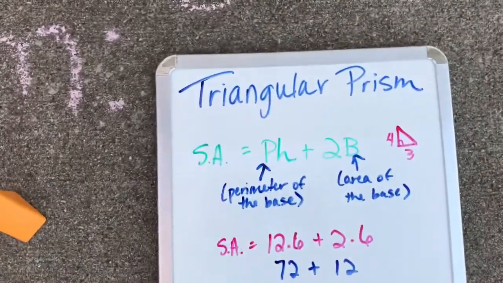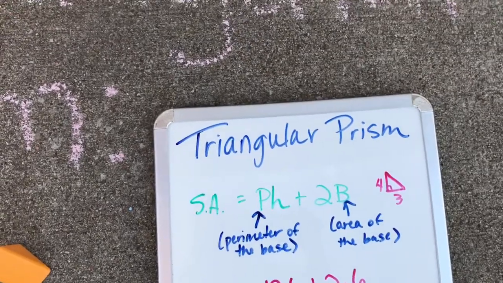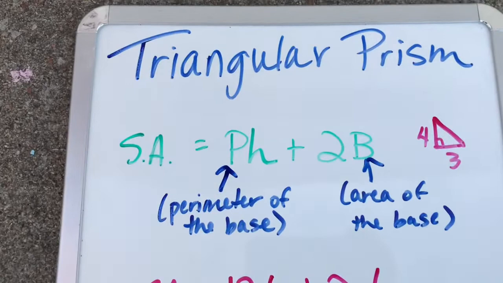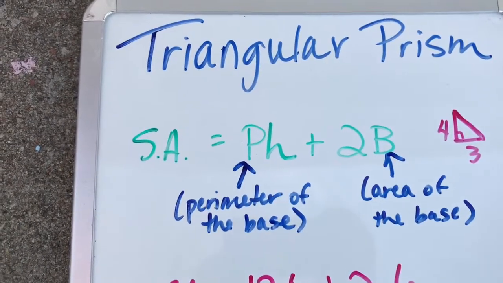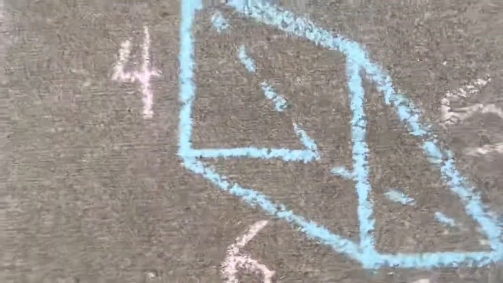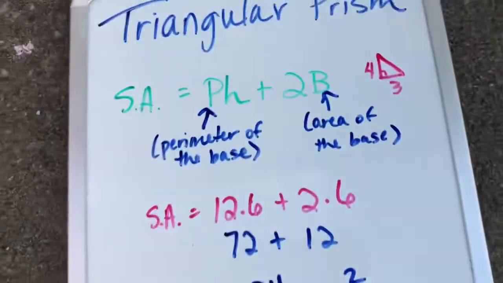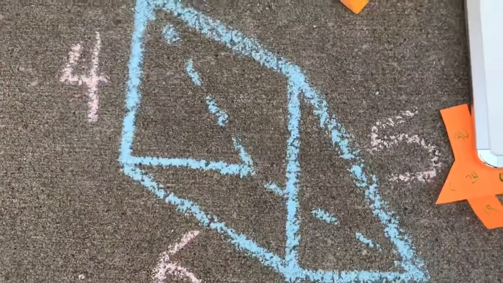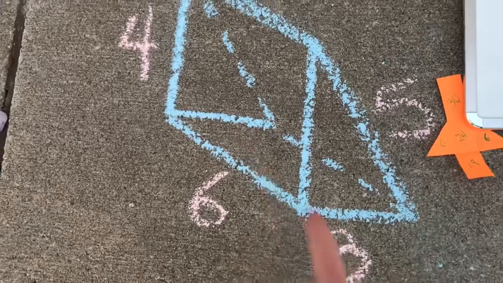And this works for rectangular also. Just sometimes it's easier to know how to get there than memorize a formula. But it's up to you. So surface area of any prism, you take the perimeter of whatever the base is times the height. And the height is whatever connects the two bases. So in this case, the height is 6. Plus 2 times the area of the base. And the base is whatever shape you see the same thing on opposite faces. So these would be the triangles.